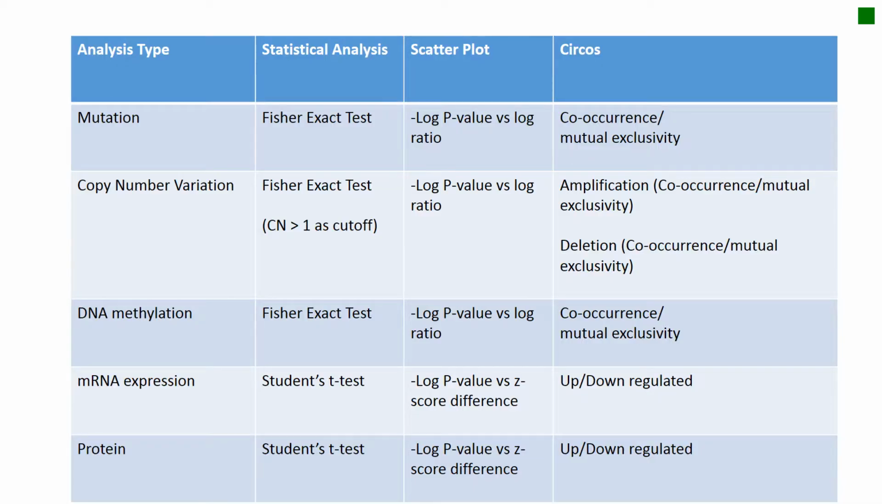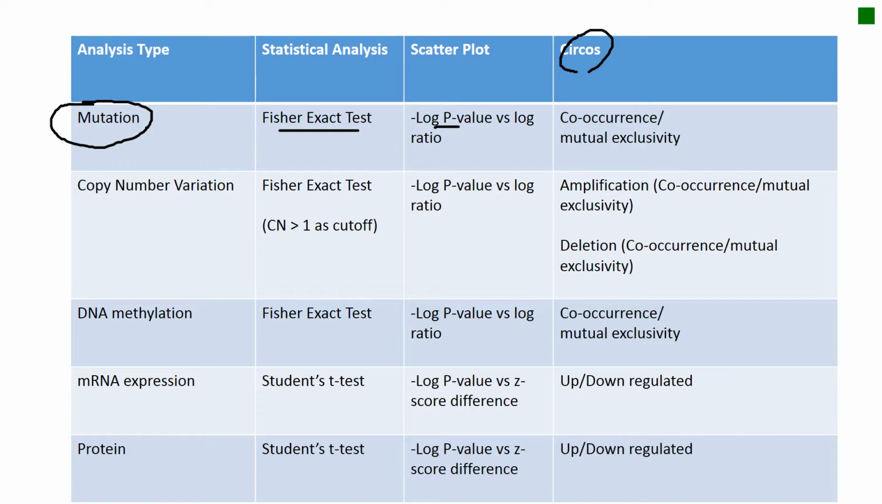Finally, this is just to summarize. What I've shown you so far is how to analyze the mutation data set by using the Fisher exact test, and how you can use a scatter plot to show the log p value and the log ratio to identify the genes that are associated with certain p53 mutations, and also use the circular genomic map to indicate whether the association is co-occurring or mutually exclusive.